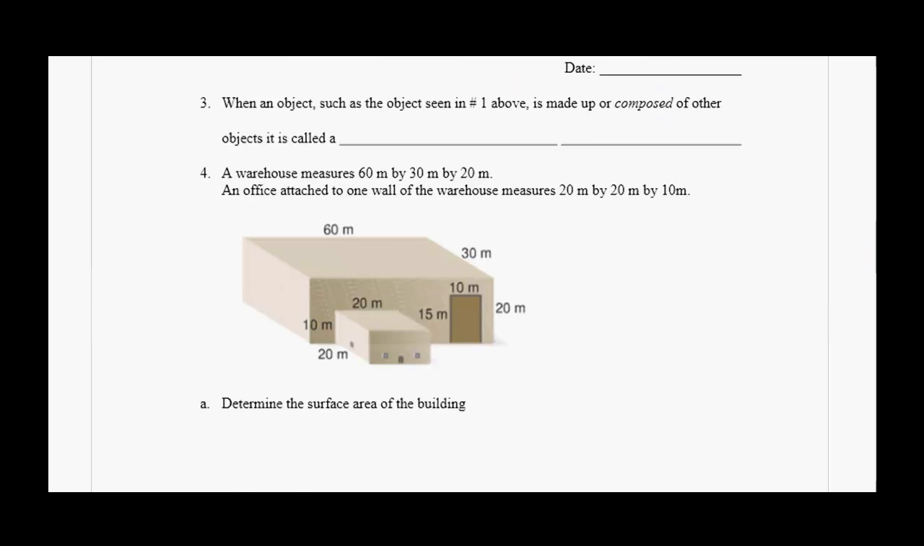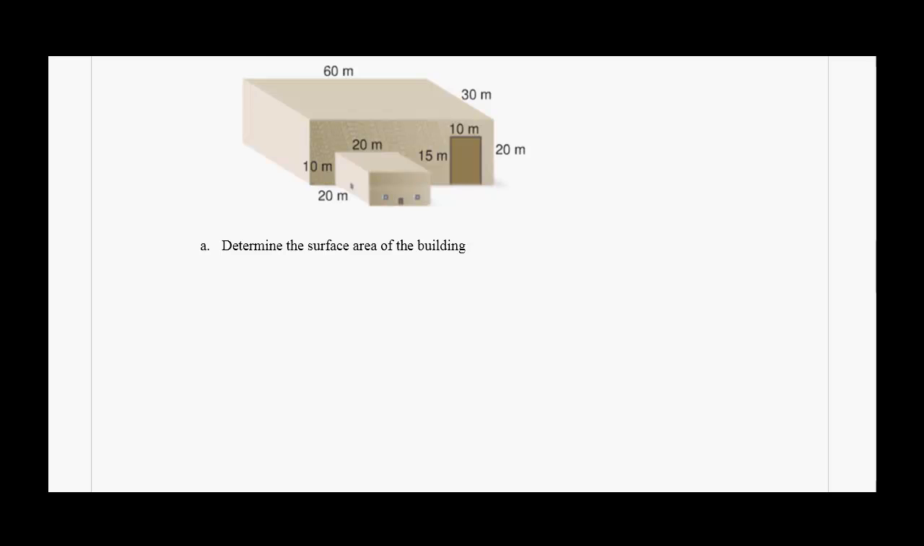When an object, such as the object seen in number 1 above, is made up or composed of other objects, it is called a composite object. For instance, we have a composite object in number 4, a warehouse measuring 60 by 30 by 20, with an office attached to one wall of the warehouse, and that office is measuring 20 by 20 by 10. We need to determine the total surface area of the building.